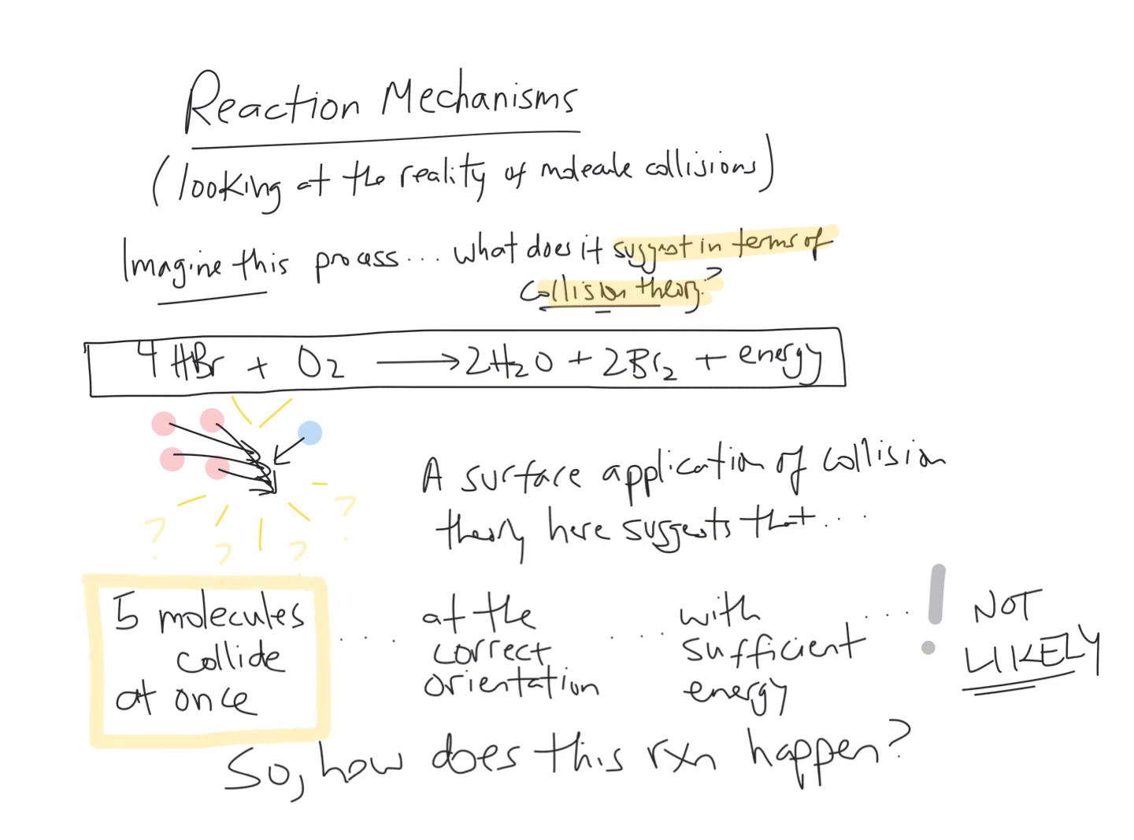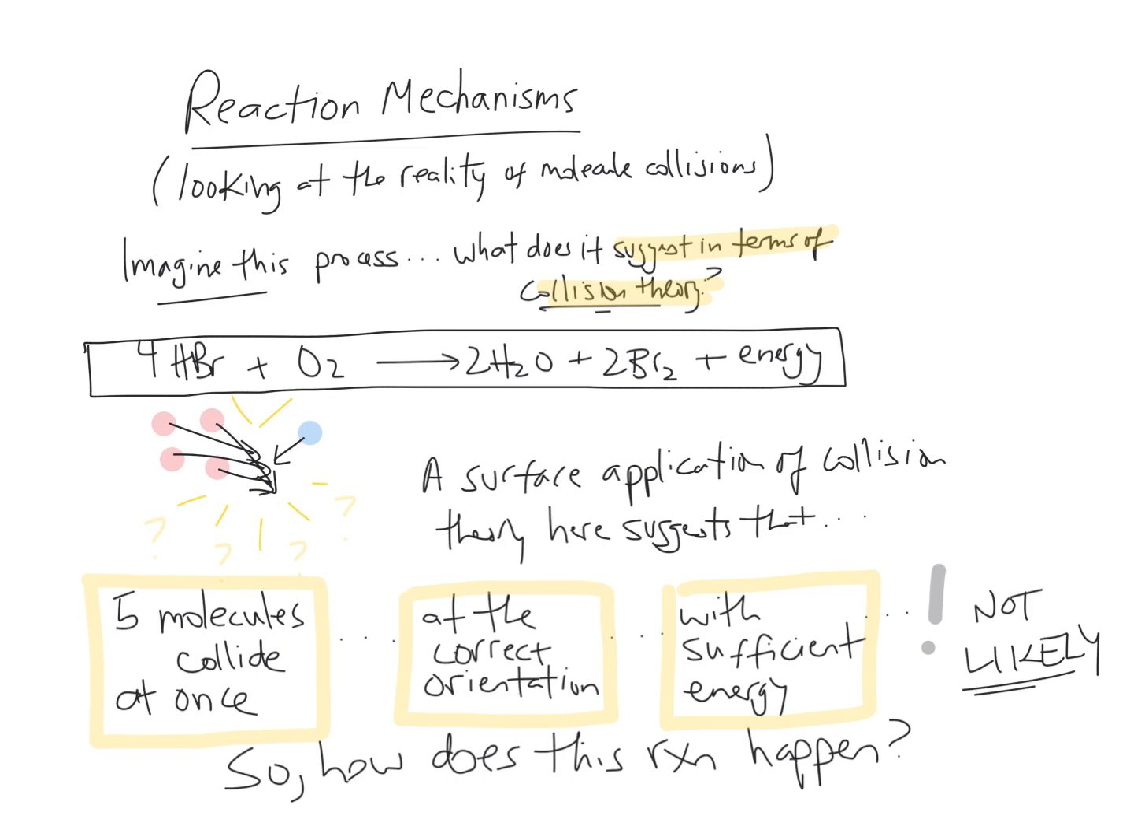So now we have to ask ourselves, let's think about the reality: 5 molecules are going to collide at once. They're going to collide at the correct orientation, and they're going to have sufficient energy. If you imagine trying to throw 5 balls in the air and make them collide at once, it's incredibly difficult. Even if you have billions and billions of molecules rammed into a small concentrated volume, it's really not likely for all of these criteria to be met. It's not bloody likely, mate.